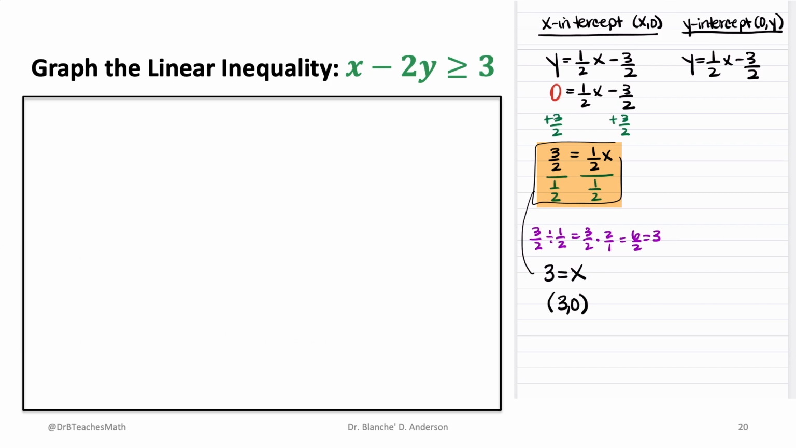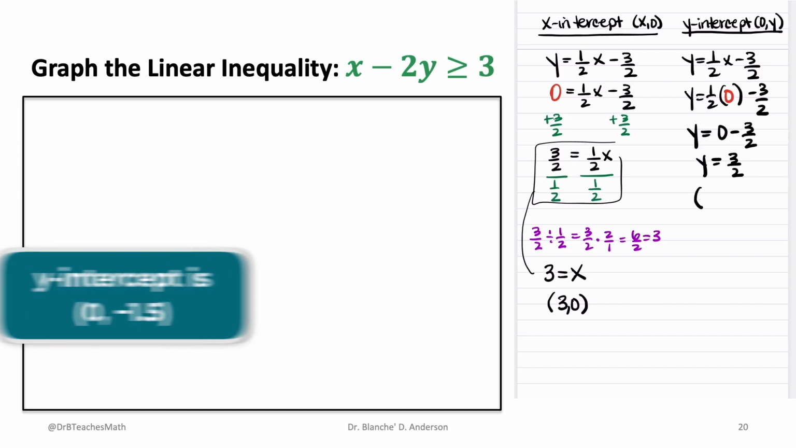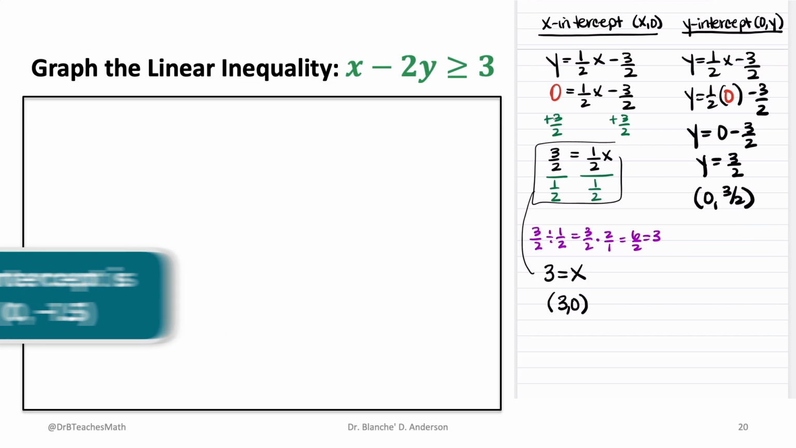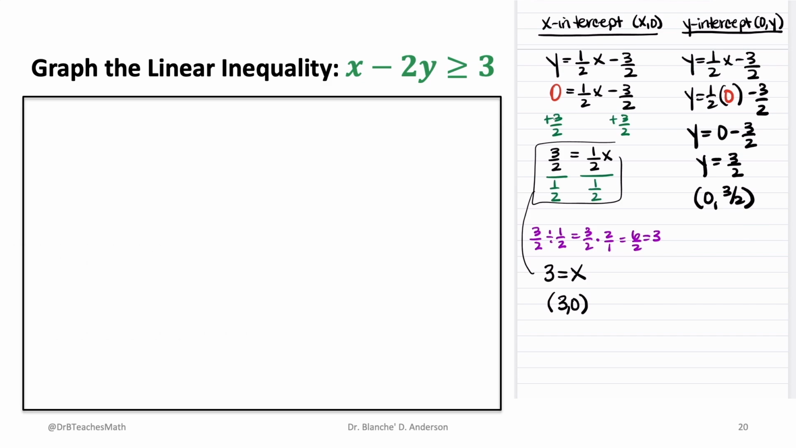Now for the y-intercept, we set x equal to 0 and solve for y. So we have y equals 1/2 times 0 and then minus 3/2. So y is equal to 0 minus 3/2. So y is equal to negative 3/2. So when x is 0, y is equal to negative 3/2, and we know that's just negative 1.5. Okay, so we have our x-intercept and our y-intercept.